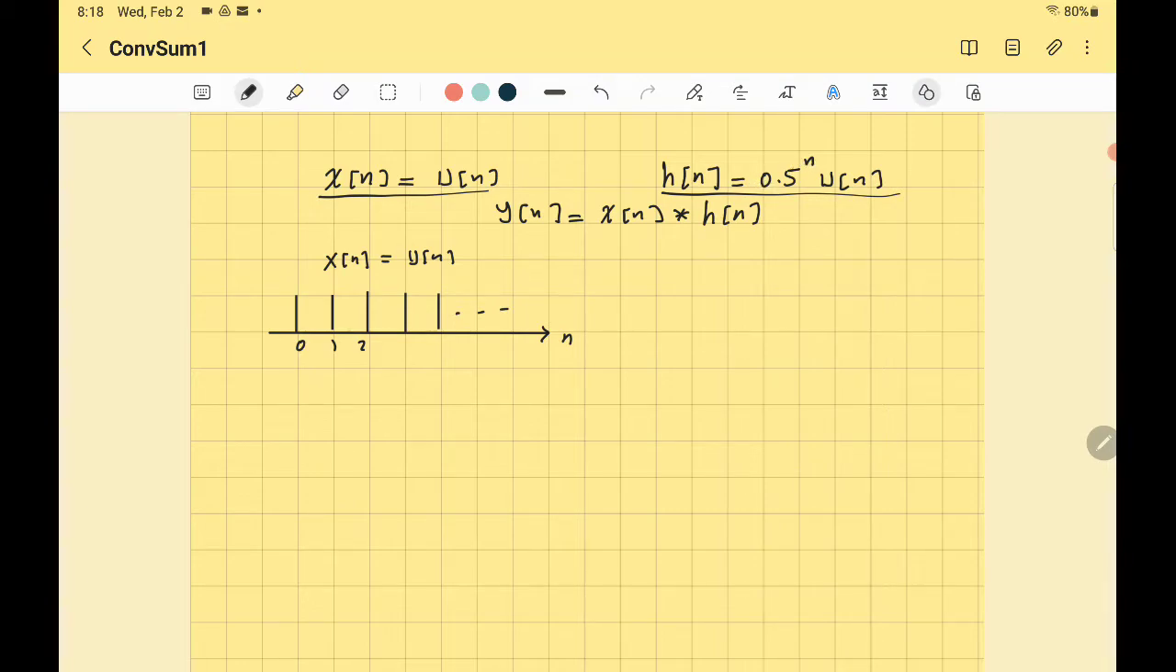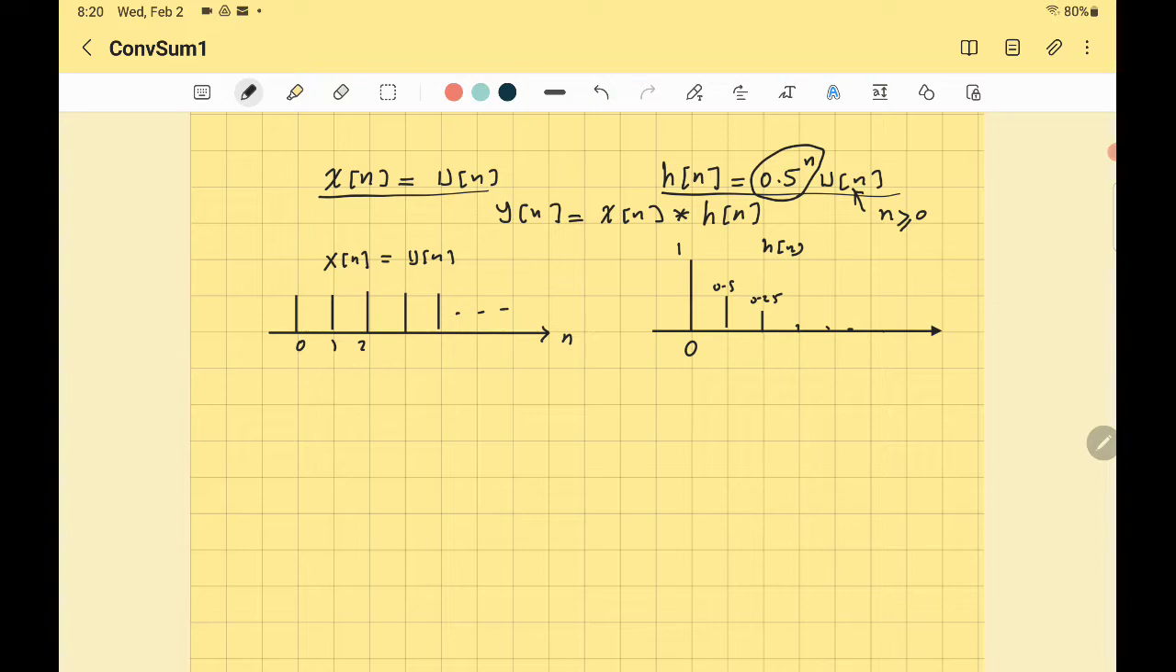Okay. The second signal, 0.5 power n u of n. What does u of n mean? It means that this function is defined only when n is greater than or equal to 0. So let's sketch this signal. At n equals 0, 0.5 power 0 is equal to 1. So you have 1, at 0. At n equal 1, 0.5 power 1 will be 0.5. At n equal 2, 0.5 power 2 will be a quarter, and so on. So you can say it's decreasing until it reaches 0, but it also goes to infinity. It just is there, but small. That's h of n: 1, 0.5, 0.25, and so on.